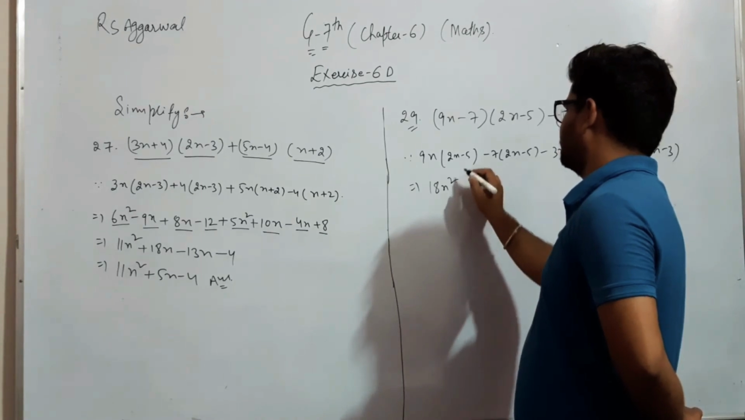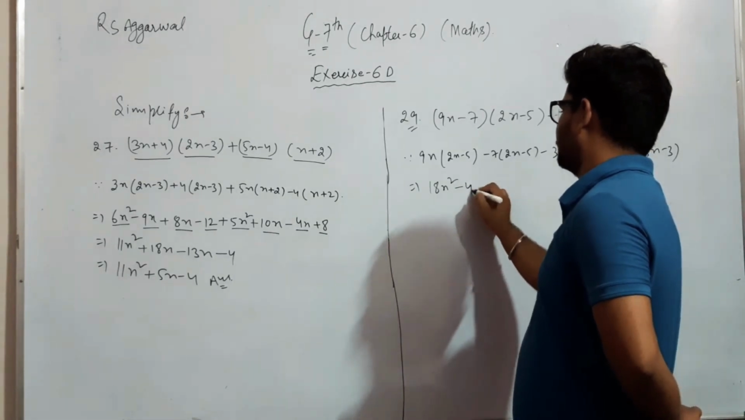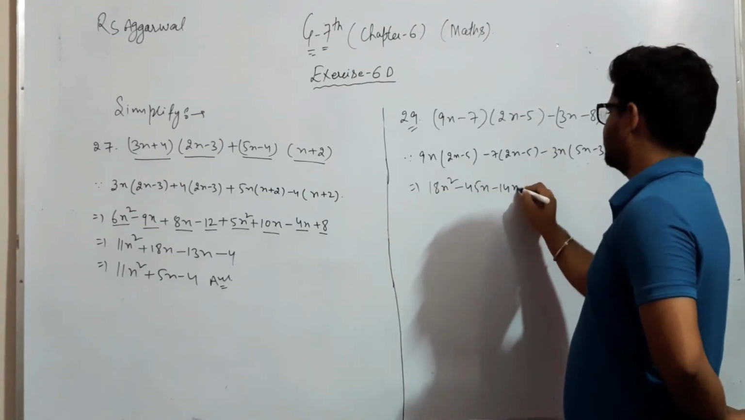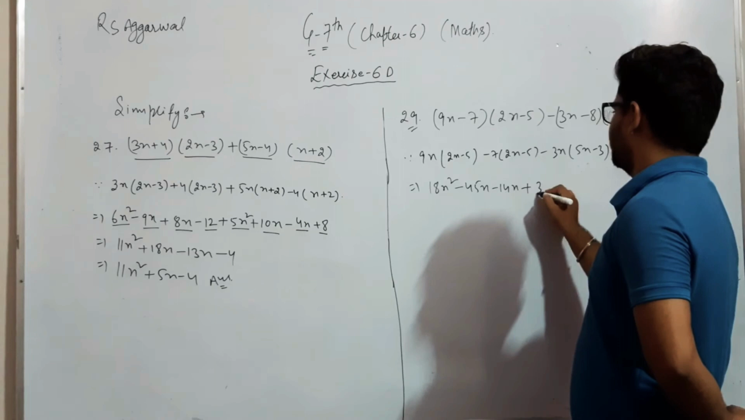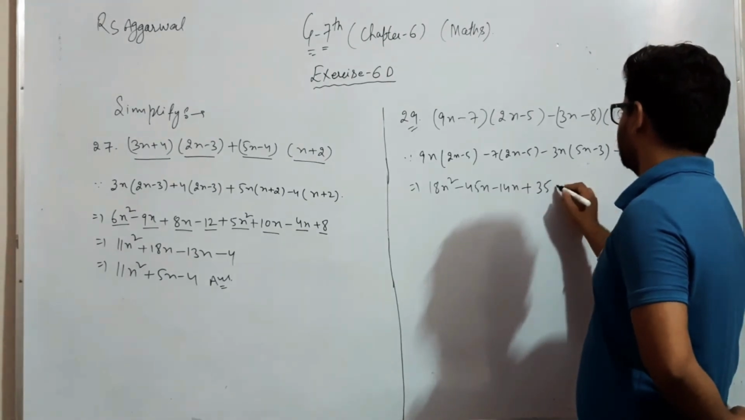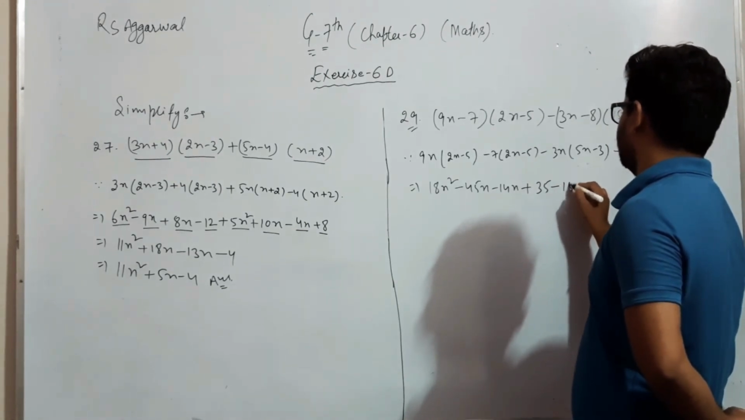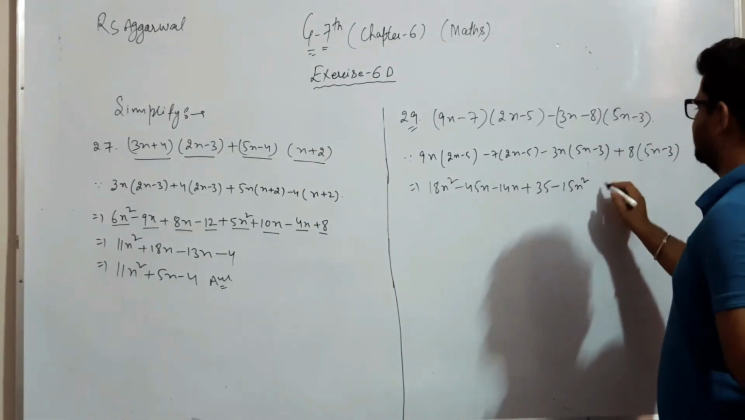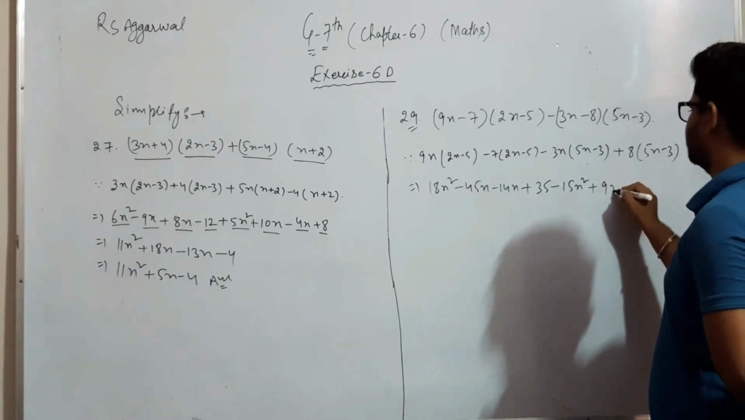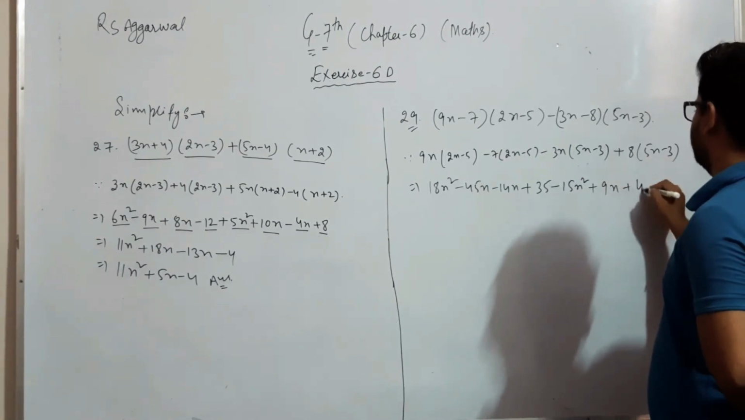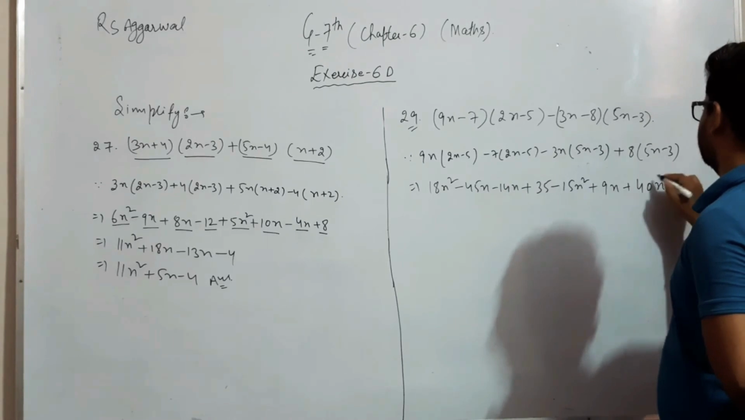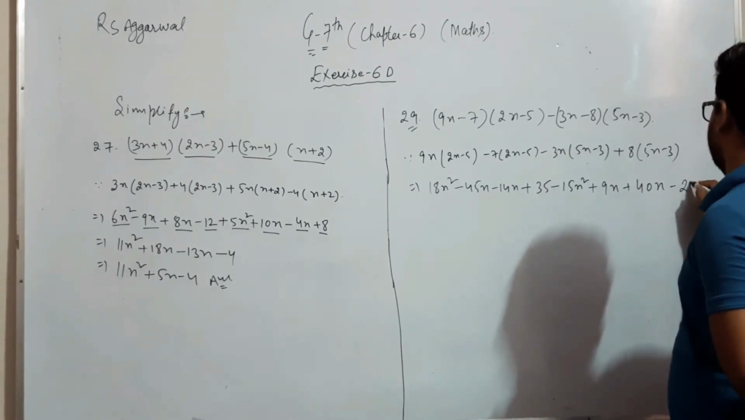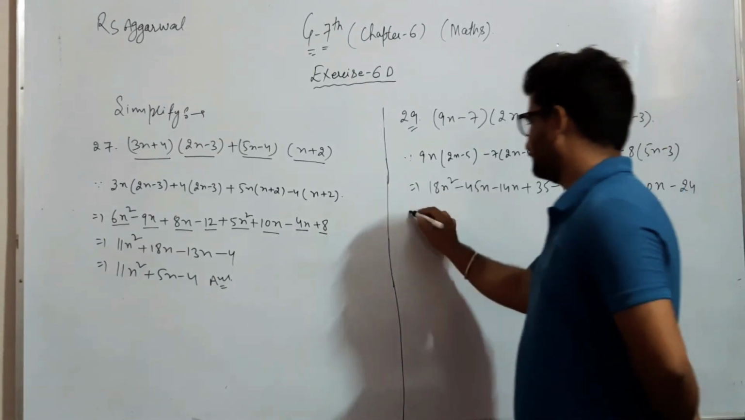So next, 9 2 18, x raised to power 2, 9 4 9 5 45, so minus 45x, okay. Minus 7 2 14x, minus minus plus 35, 7 5 5 3, 15, minus 15x raised to power 2, because x multiplied with x is x2. Minus minus plus, plus 3 is 9x, plus 8 5 is 40x, minus 8 3 is 24.